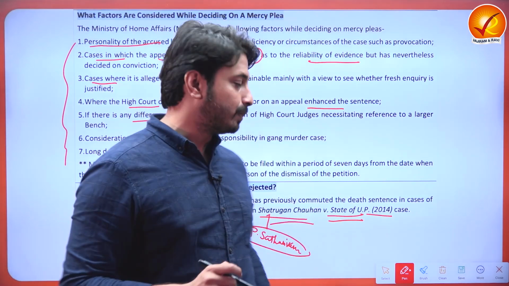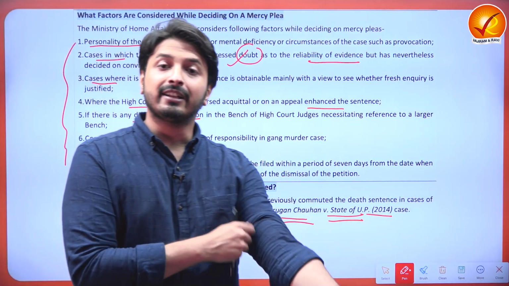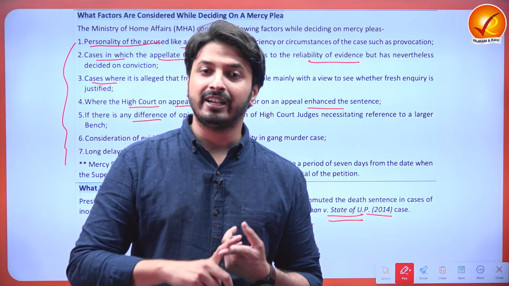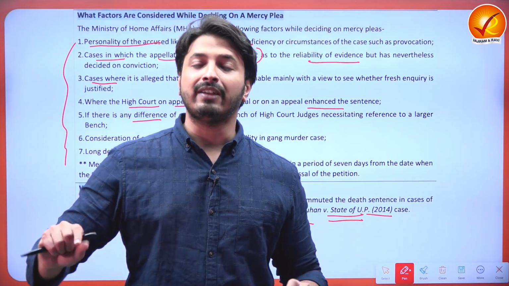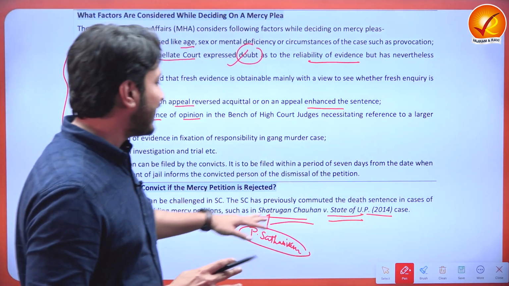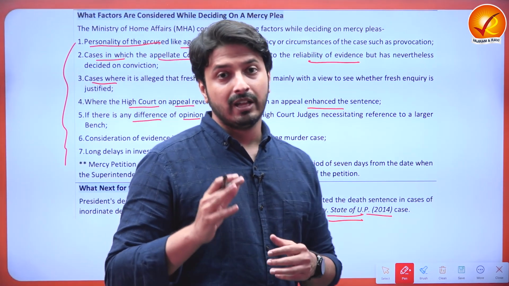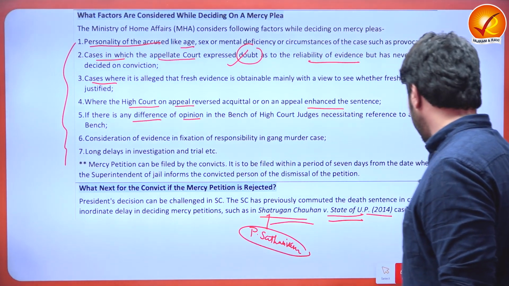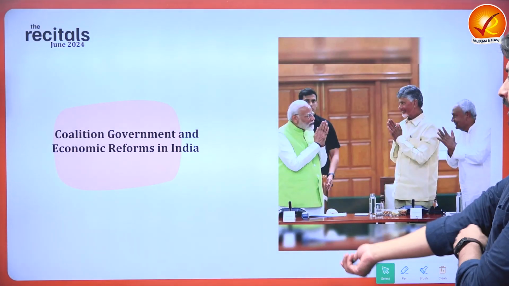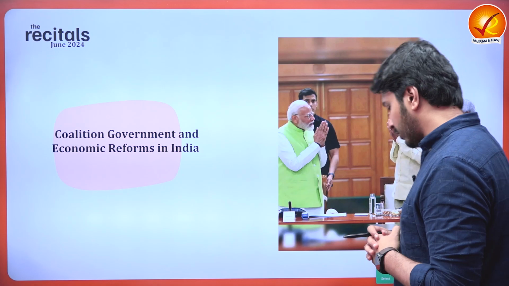And because of that, the Supreme Court commuted the death sentences which it had provided to such convicts to life imprisonment. So these are the various aspects that we need to keep in mind while studying the topic of capital punishment. Now coming to the next topic, which is coalition government and economic reforms.